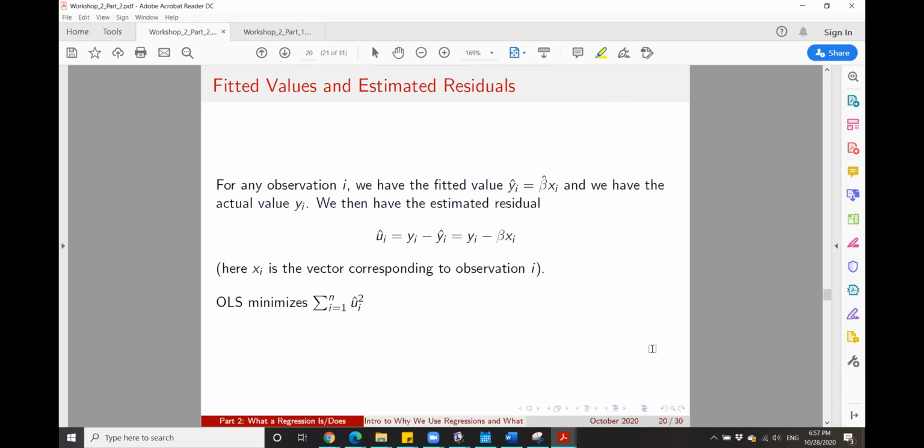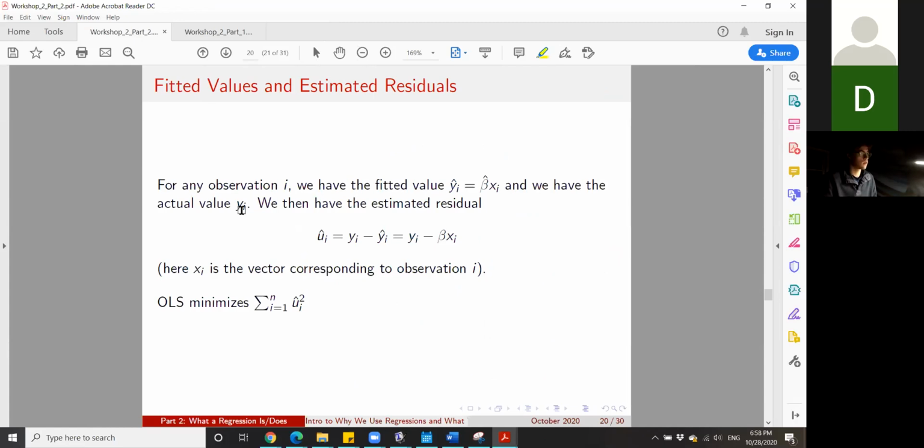So a bit about residuals. Once you have your data and you've done your regression, you have your beta hat. You now have two values. You have your y hat, which is your fitted value, and you have your actual value from your observed data, because presumably you're doing all of this with observed data.